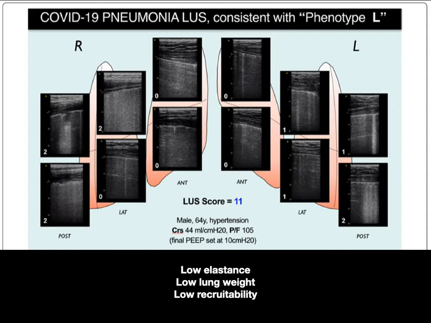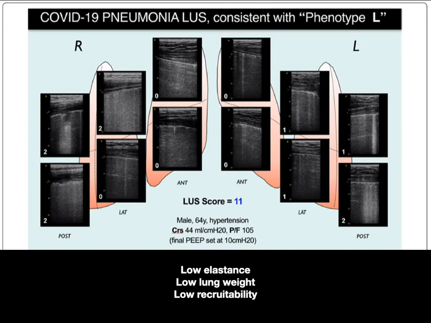And the L phenotype, as you see here, is supposed to mean low elastance, which is high compliance or almost normal compliance. So these are the patients who have almost normal looking lungs. On the images here you see there are some B lines but not too many, and this is the score I was mentioning. Their lung weight is low, meaning there are no severe edematous changes, and low recruitability means that you don't have that much atelectasis and recruitment maneuvers don't work on them.